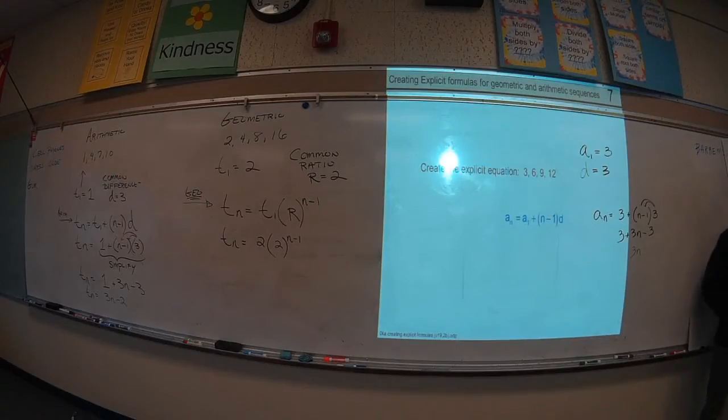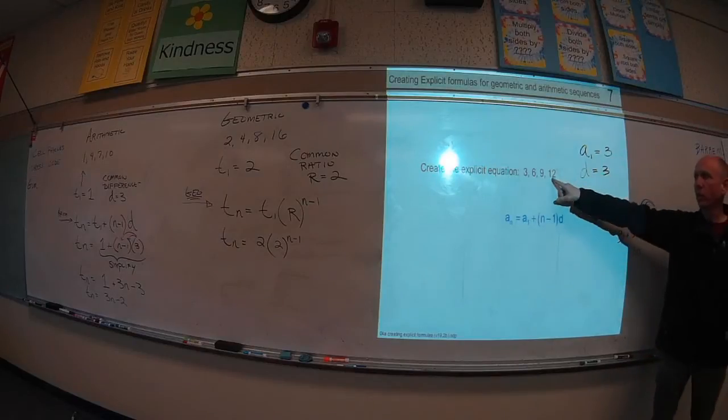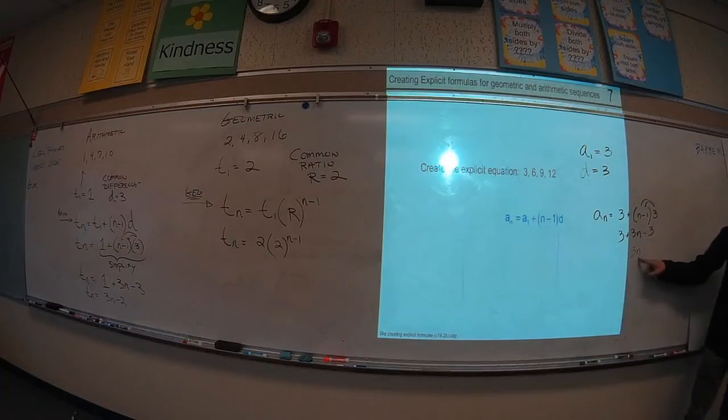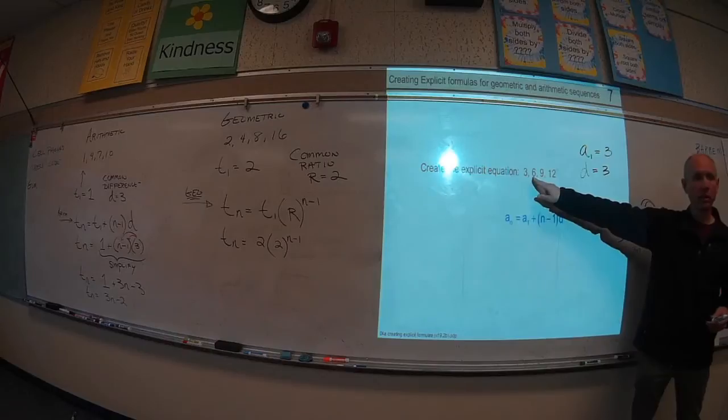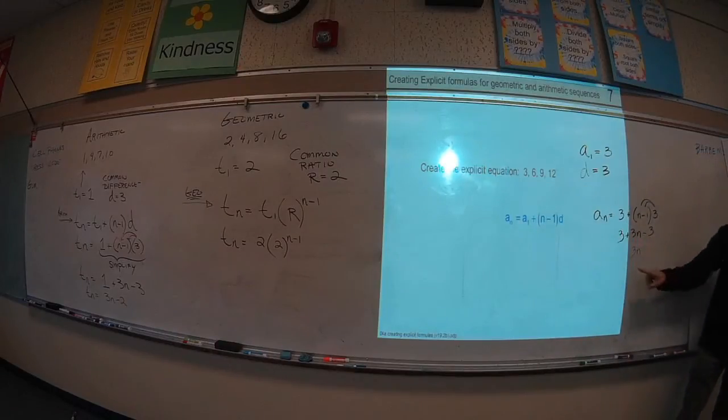Distribution and then combining the 3 and the negative 3. Does this work? Miranda, what's the value of the 4th term? 12. Let's plug a 4 into this. 3 times 4? Presley, what's the value of the second term? 6. Let's plug a 2 into it. 2 times 3? 6. It's working.